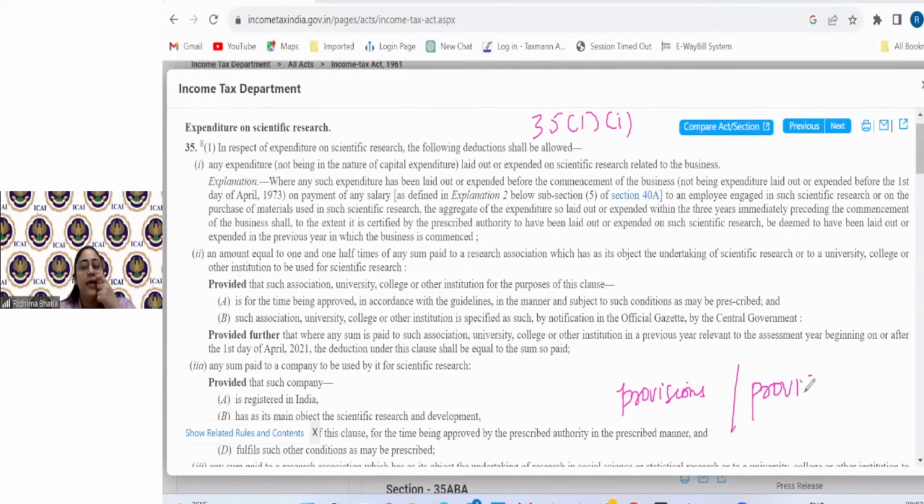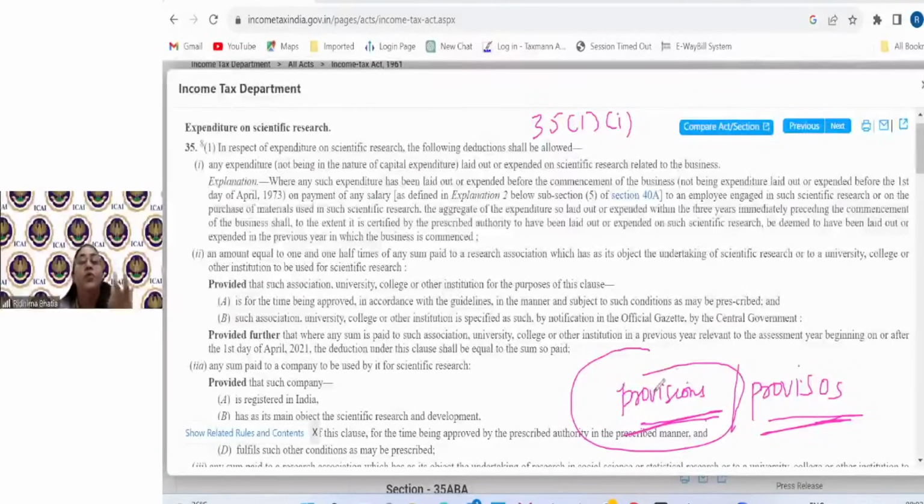Guys, please understand these two are different terms. Provisos and provisions. Provisions matlab what is written in the act. Whenever we say as per the provisions of Income Tax Act, matlab what is written in the law. Provision matlab उसमें क्या लिखा है, that is called provisions. Provision is a very common word which we can use to refer to any section when we forget it. Okay, as per the provisions of law.